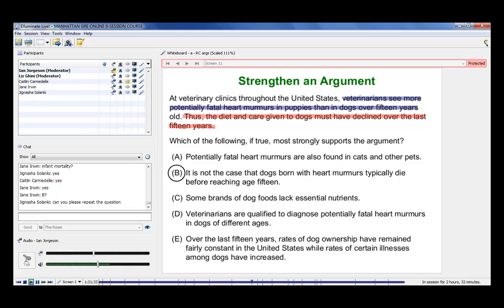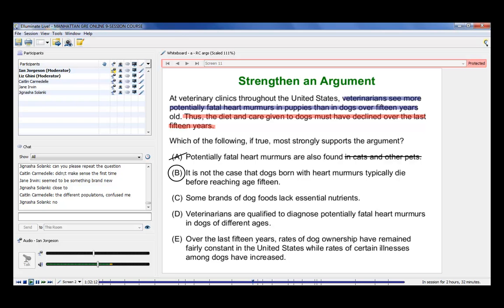Okay, answer choice B, was it very closely related to the argument, or did it seem to be something brand new that didn't make any sense the first time you read it? Yeah, exactly. The way you pick answer choice B is this. Answer choice A, cats and other pets. Who cares about cats and other pets? A is wrong. B, it's about dogs. It's about heart murmurs. Why about dying before they reach the age of 15? B doesn't make any sense to me. I'm going to keep it.